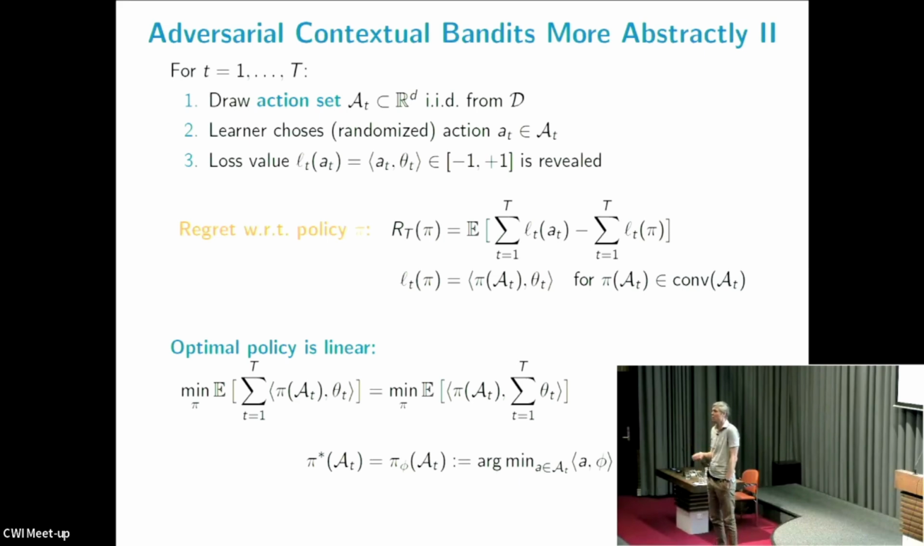So we don't know this policy because we don't know the sum of vectors theta t in advance, but we do know the form of this policy. So in the end, competing with the best policy, it's sufficient to compete with the best linear policy of this form. So it's doing this argmin. It's not randomizing, even though it was allowed to. So that's what we need to compete with.